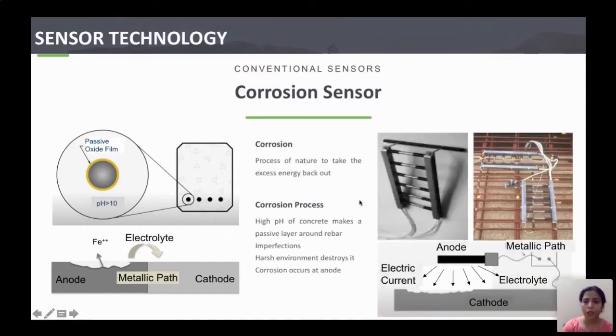So this is how the corrosion sensor looks like. It has different anodes. The horizontal bars which you are seeing, these are the anodes. So this process is called cathodic protection. What is happening here is, you provide an external anode in this process. You apply current to this anode, and that results in transferring the electrons through the electrolyte.